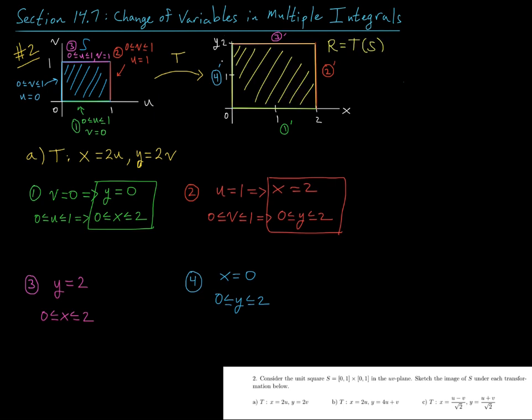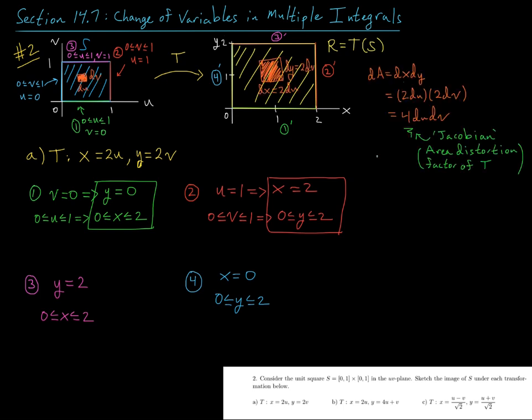And so altogether then, the image is this square with side lengths 2 in the first quadrant in the xy plane. Okay, and I'll label that region R. Okay, and this notation T of S, much like function notation, is just saying that R is the image of the square S under the transformation T. Okay, and we see here that T is just simply dilating lengths by a factor of 2. Okay, so with that in mind, it's a little preview of some things to come.